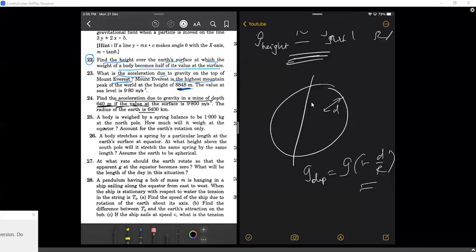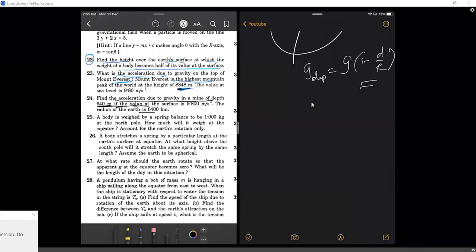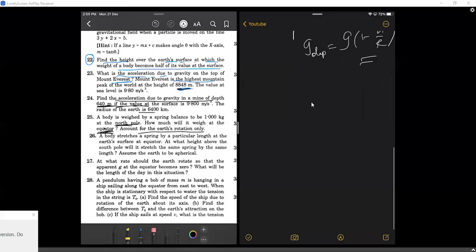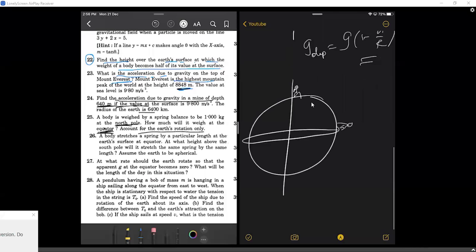The body weight on a spring balance. He is giving the weight at the North Pole, and he's asking the weight at the equator, accounting for Earth's rotation. So this is what the question is asking, which we just discussed. He is giving the value of weight at the pole, and because of rotation at the equator, the value is g minus R omega square. That is g effective here. The value at the pole is just g. So he gave the weight here, and he is asking the weight here.